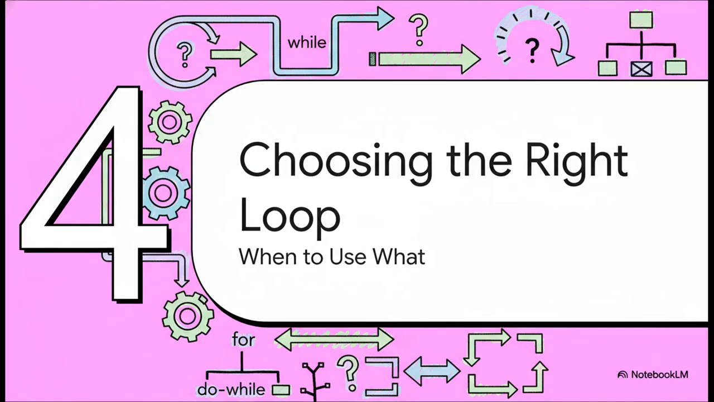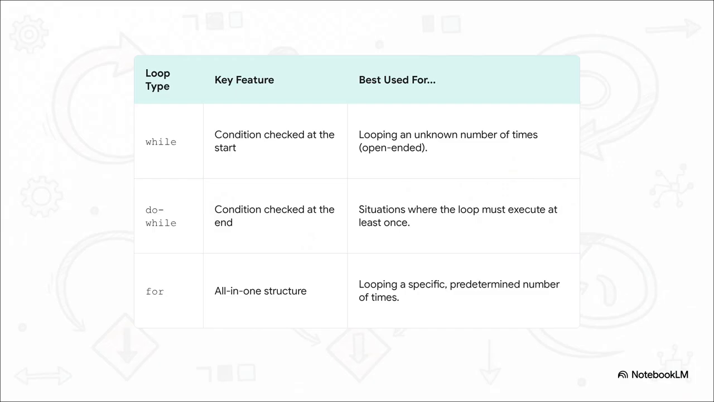Okay, so we've met the whole family: while, do-while, and for. Now for the big question: how in the world do you decide which one to use? Well, it really just comes down to the problem you're trying to solve. You grab a while loop when you don't know exactly how many times you need to loop, like maybe you're waiting for a user to type quit. You use a do-while loop when your code absolutely must run at least once, like our menu example. And you use a for loop when you know exactly how many times you need to run, like counting from 1 to 100. It's the perfect choice for a fixed number of repetitions.